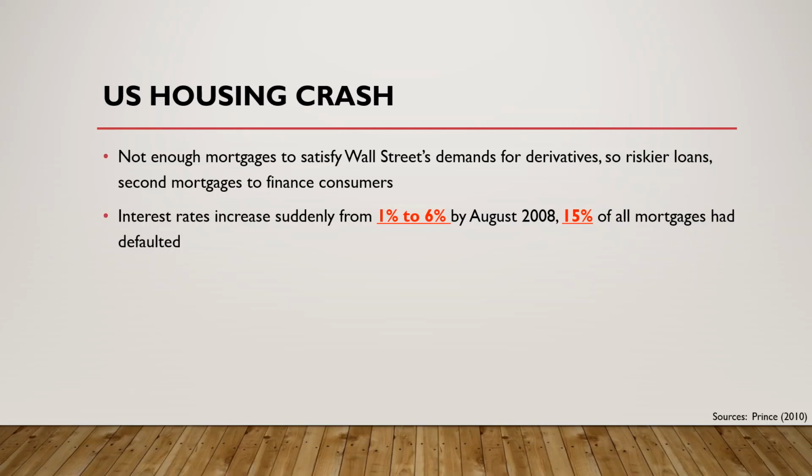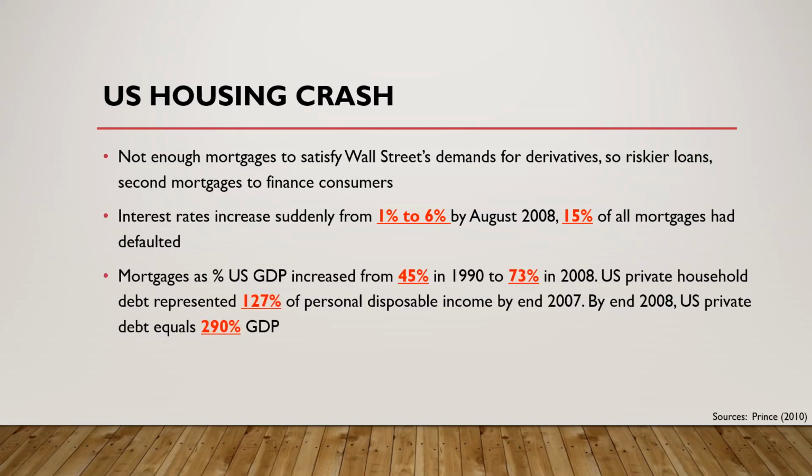However, after the financial crisis, approximately one in 6 to 7 homes defaulted on their mortgage payments. Also, before the financial crisis, mortgages accounted for around 45% of the US GDP in the 1990s. However, by 2008, mortgages accounted for around 73% of the US GDP. Again, before the financial crisis, an average American already had a debt of 127% of their disposable income, which means they already had more debt than what they could get from their salary.